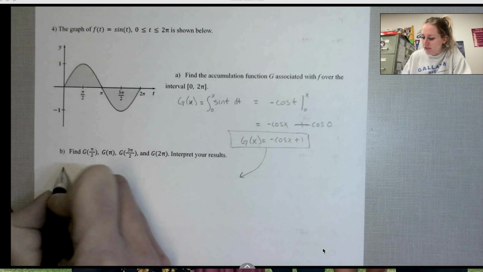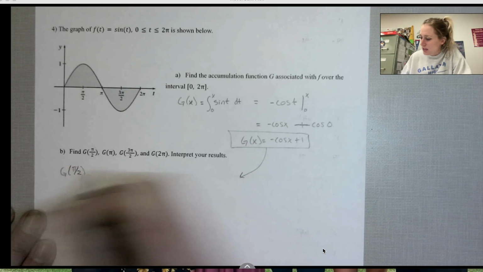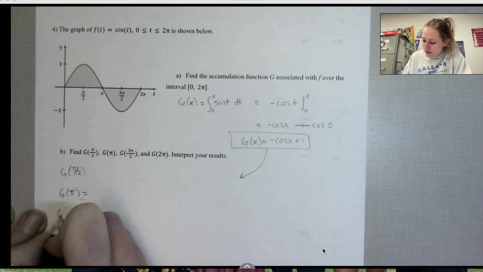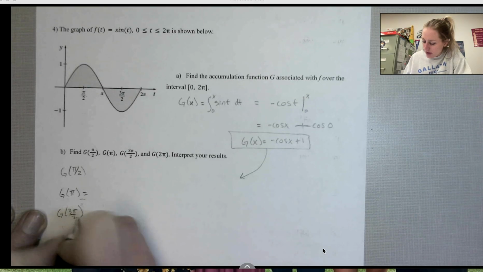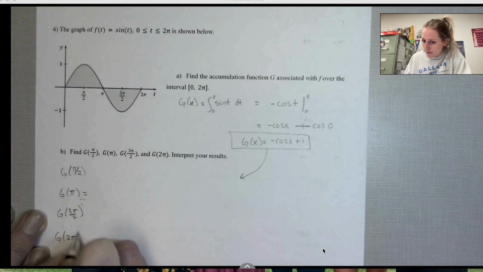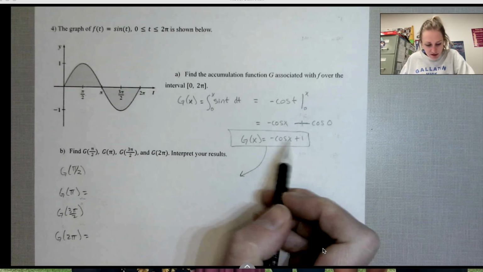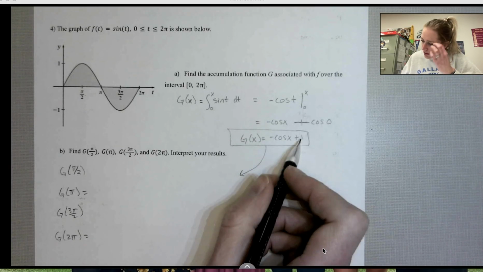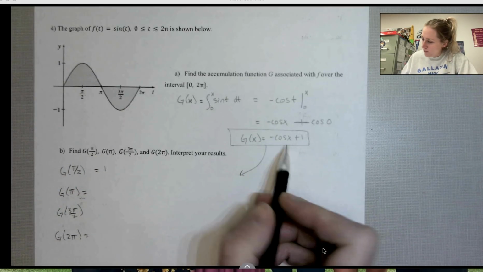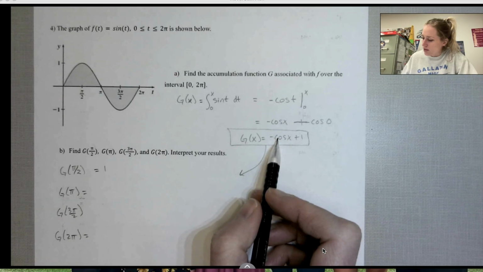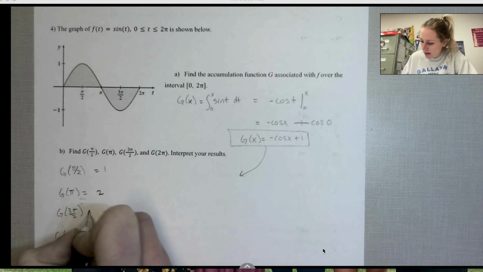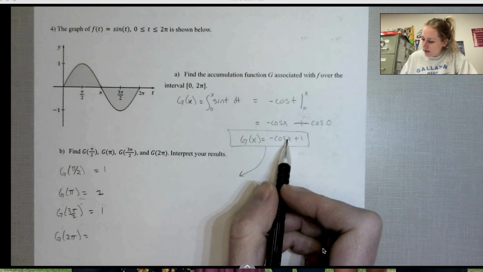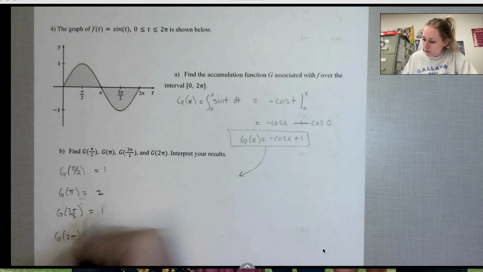Because now I'm asked to find some different values. So I'm going to plug in pi over 2 into this function, pi into this function, 3 pi over 2, and 2 pi. Okay, so if I plug these in here, let's see here, we get pi over 2 is 0 plus 1, so I get 1 there. Pi is negative 1, so negative 1 is 1, plus 1 is 2. 3 pi over 2 is 0, plus 1 is 1. And then 2 pi is 1, so I get negative 1 plus 1, which is 0.